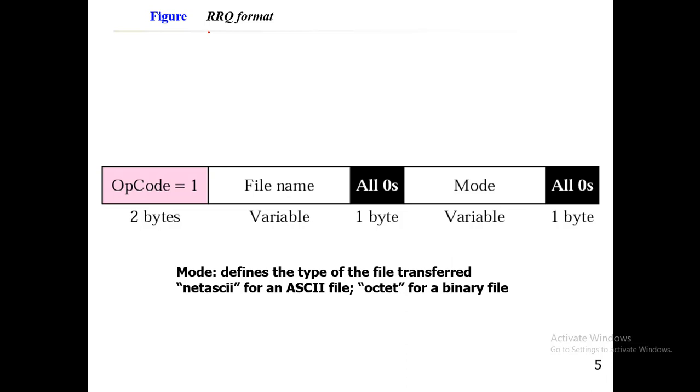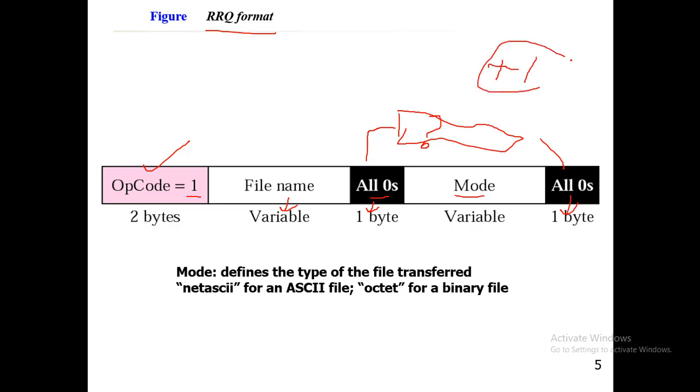This is the request message and its format. The opcode, the operation code, is 1, taking 2 bytes. The file name is variable, followed by a single all-zeros byte, then the mode, and then another all-zeros byte. My question to you is, what are these all zeros doing over here? If anyone gives me the answer, I will give them +1 bonus marks.